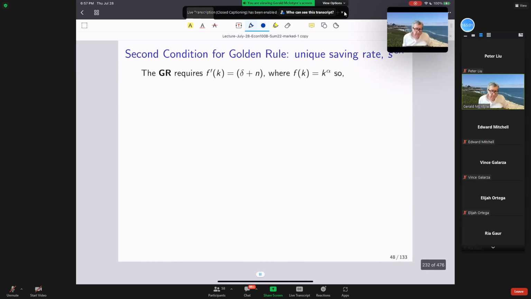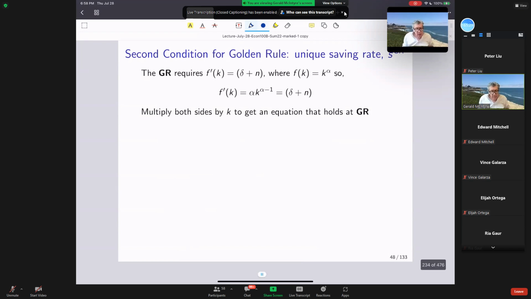First, we know that the golden rule needs the slope of the output function to equal the slope of the break-even line, where the output per worker function is equal to small k to the alpha. Well, the derivative of that, small k to the alpha, is very easy to calculate. It's alpha times k to the alpha minus 1, and that has to equal the slope of the break-even line, delta plus n.